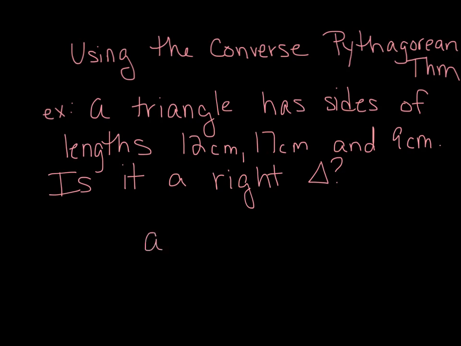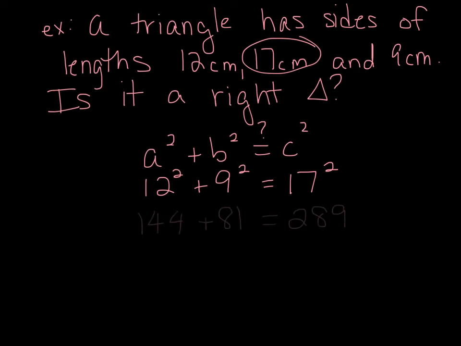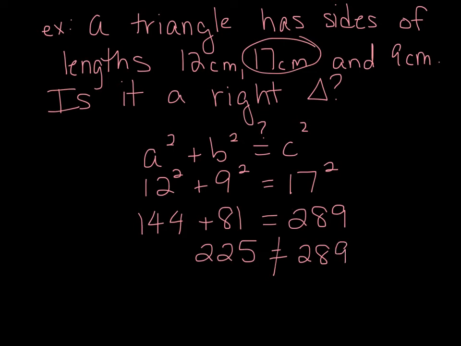Just like we've previously done, we start with our familiar a squared plus b squared equals c squared, but this time I'm going to add a question mark because we're not sure if it does equal c squared or not. We're going to substitute the largest value, which in this case is our 17 centimeters, for c, and we're going to put the 12 squared plus 9 squared on the other side. So in this case, when I add 144 plus 81, I only end up with a value of 225, not 289, which is 17 squared. So this triangle is not a right triangle.